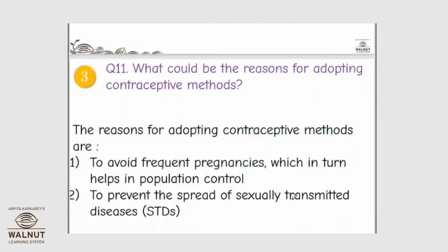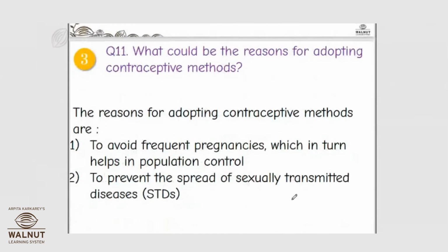What would be the reason for adopting contraceptive methods? The reasons for adopting contraceptive methods are to avoid frequent pregnancies, which in turn helps in population control. Also, it helps in taking care of the health of the human female, and to prevent the spread of sexually transmitted diseases, that is STDs.